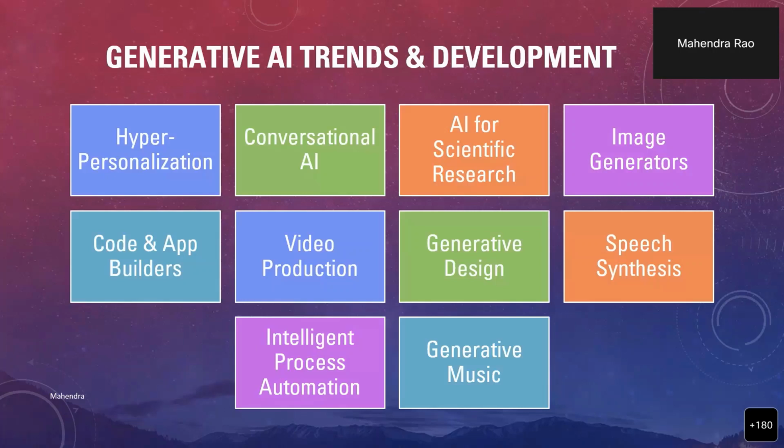And image generators and code and apps. I'll tell you, we are going to talk about what the code and app builders are, since we are from a tech background. And video production, yes, indeed. Like I mentioned, that Marvel movie, maybe we can do that with fewer people using generative AI. And generative design, like a lot of interiors and automotive cars and how they have to be designed.